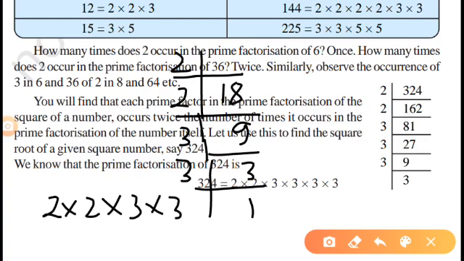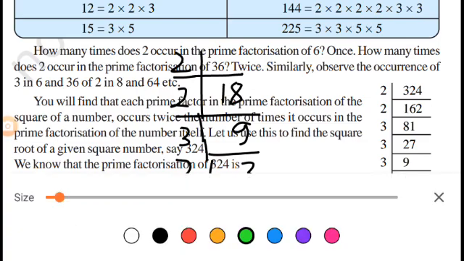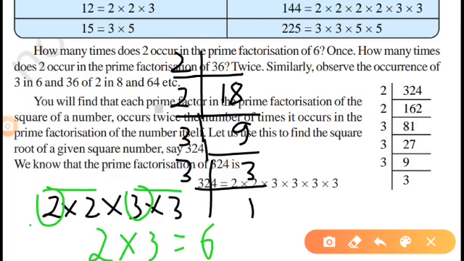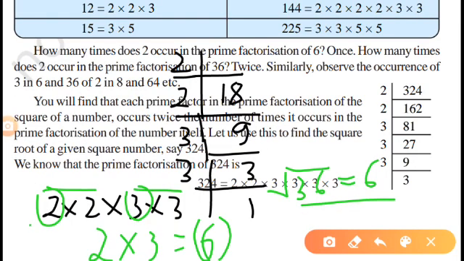Okay, so the next thing is we have to make pairs of two elements. Two similar elements should be there, so we will pair these 2s and these 3s. Then we will copy a single element from each pair, that is 2 and 3, and we will multiply them, we will get 6. So we can say the square root of 36 is 6, right?